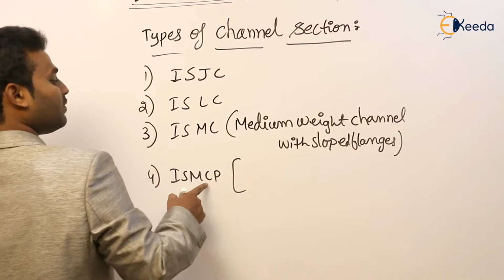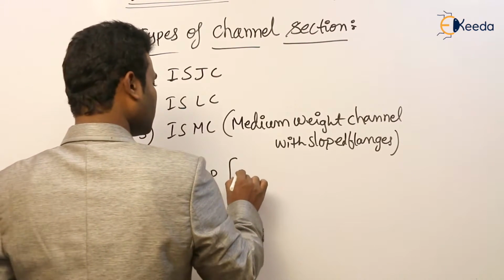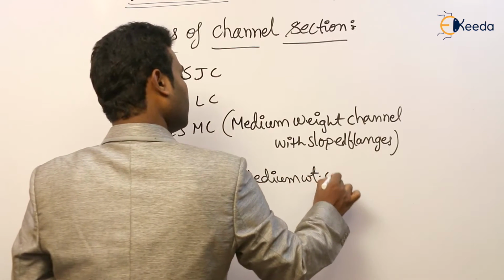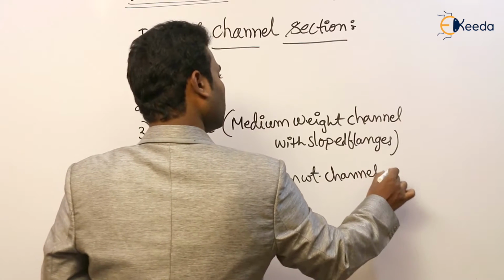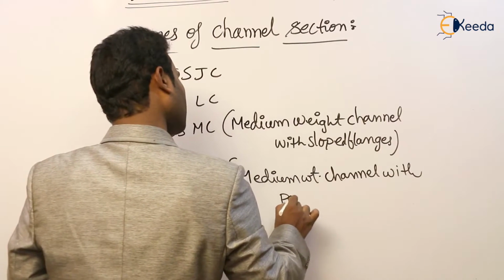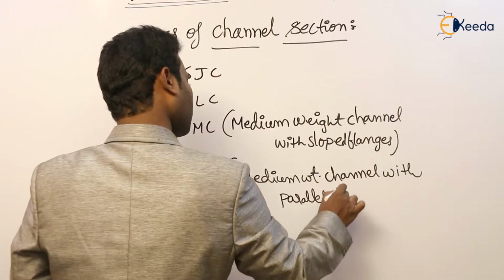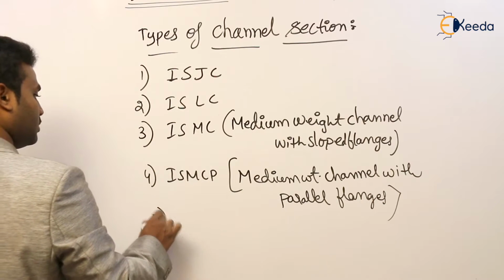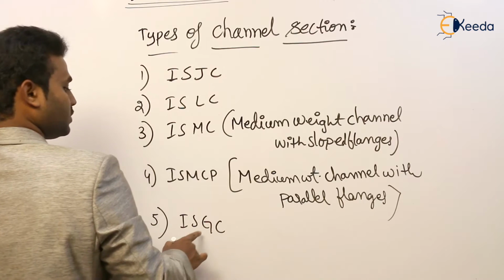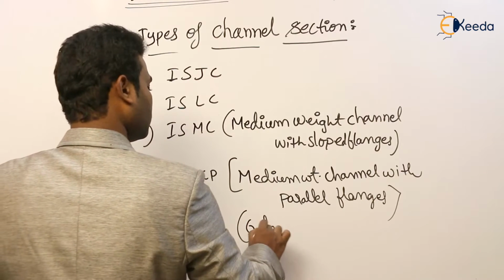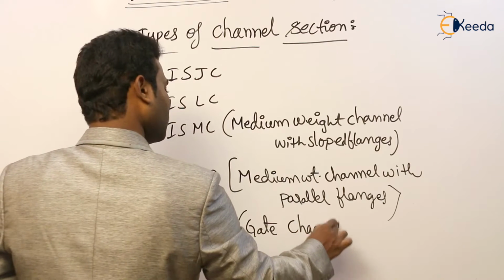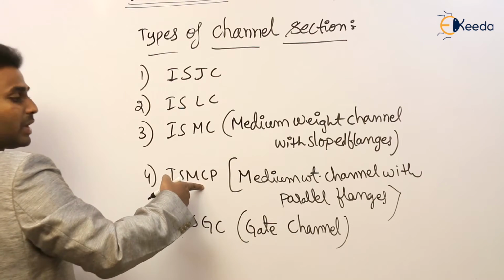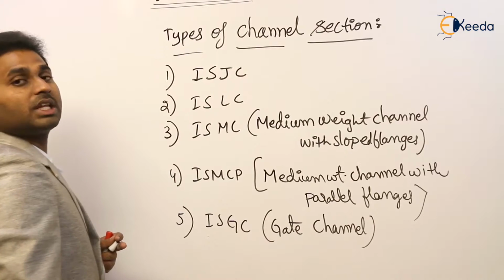Next, ISMCP. Here, medium weight channel with parallel flanges. Next, ISJC, it means gate channel. Okay, junior channel, lightweight channel, medium weight channel with sloped flanges, and medium weight channel with parallel flanges, and then gate channel. So these are the types of channel sections.